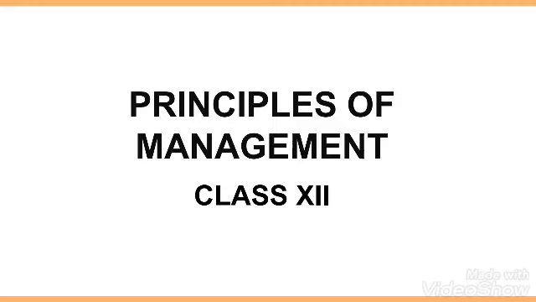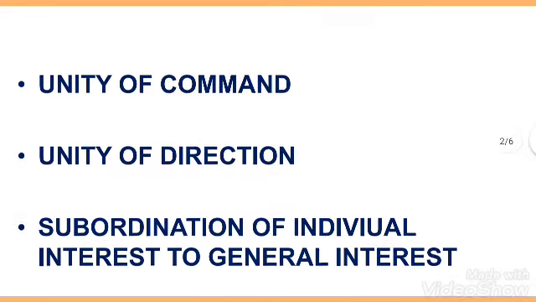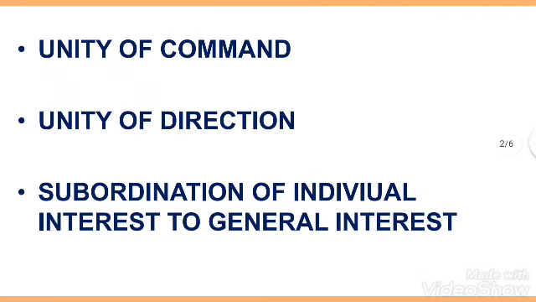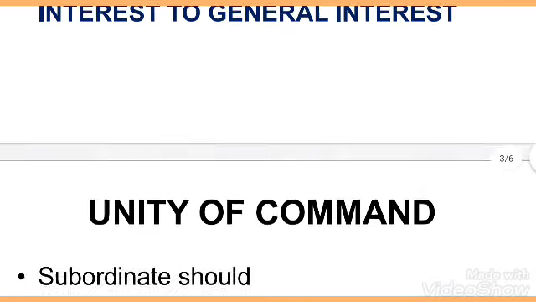Students, today we are going to cover the next three principles of management. I have already covered the first three. I told you about DAD, that is D stands for division of work, A stands for authority and responsibility, and again D stands for discipline. Now we are going to cover the next three principles of management. As you can see on the screen, that is unity of command, unity of direction, and subordination of individual interest to general interest. So let's start with unity of command.